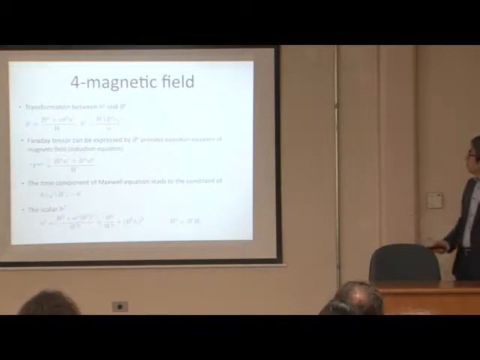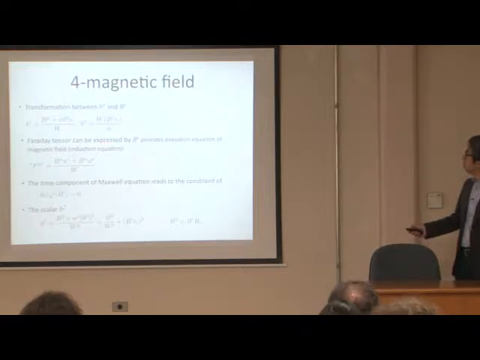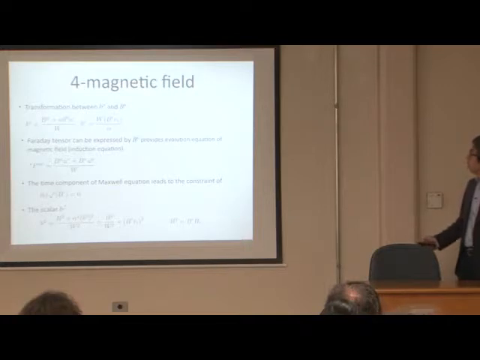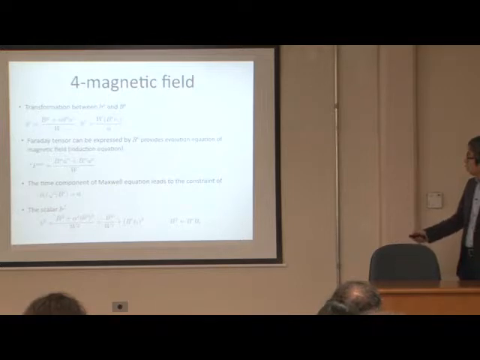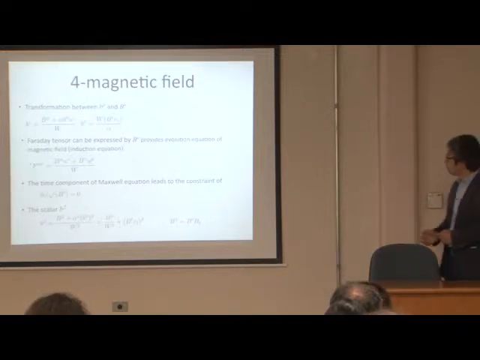B mu is provided by the evolution equation of the magnetic field, written in this way. Then the time component of the Maxwell equation leads to the constraint. Then the scalar b square is also calculated here. This is some mathematical calculation based on the small b and the capital B. So this b square also, even for the three space components, needs a covariant calculation to be included.